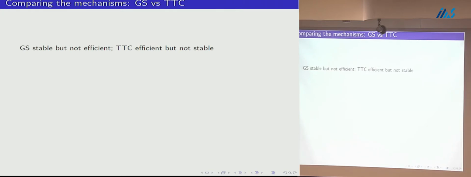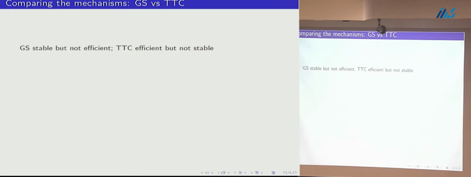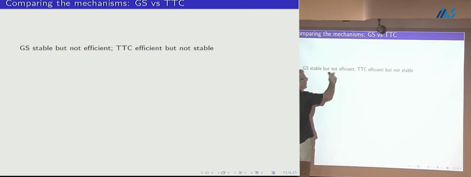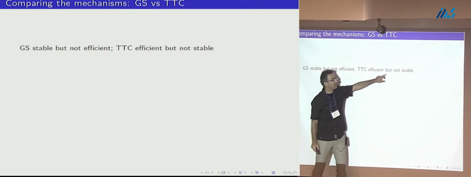How do mechanisms compare? In that lecture, I'm going to give you some theoretical comparisons, and in the next lecture afternoon, I am going to talk about some empirical comparison of those mechanisms. Now, we know that Gale-Shapley is stable but not Pareto efficient with respect to student preferences, and top trading cycles is Pareto efficient but not stable.